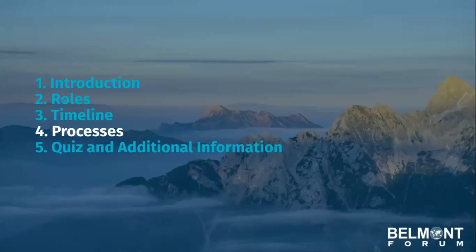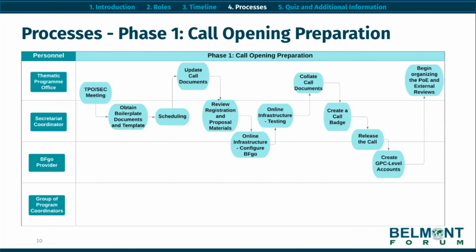Let's move to understanding the application process itself. The application process can be broken down into two principal phases: call opening preparation and proposal ingress. The Thematic Program Office, Secretariat Coordinator, BFGO provider, and group of program coordinators all work closely together during the call opening preparation.